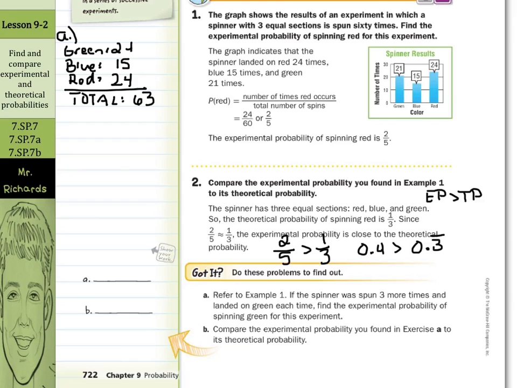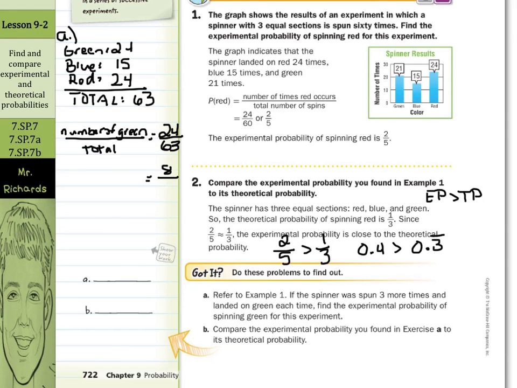So find the experimental probability of spinning green. Well, that's going to be the number of times that the green occurred over the total, which here is 24 over 63. And believe it or not, you can divide by 3 on top and bottom. We should all recognize that 24 can be divided by 3 to get 8. But for the 63, remember your divisibility rule for 3.